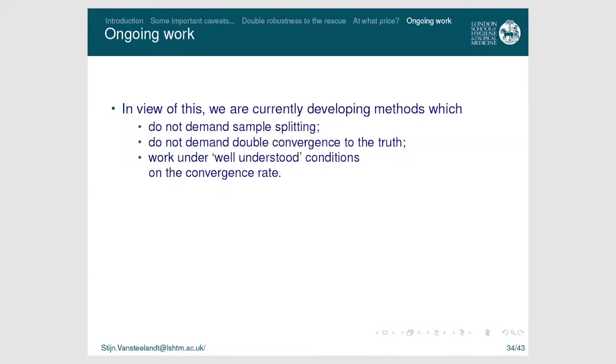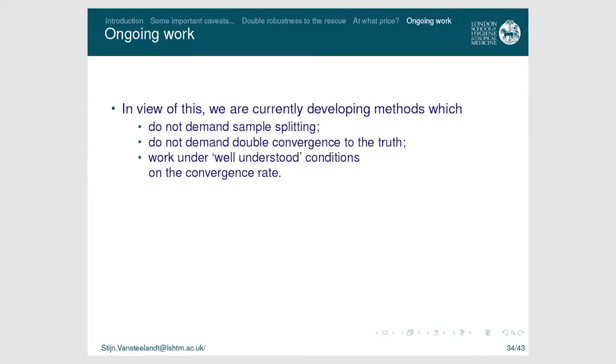So in view of this, I'll just briefly mention what we're trying to do. We are developing methods that avoid sample splitting to the extent possible, and that do not demand double convergence to the truth. So we only require one of the two algorithms to go to the truth. And we work under simple settings to start with, parametric models, with lasso, with smoothing splines, so that we can get better grips on the conditions when the convergence rate is attained.